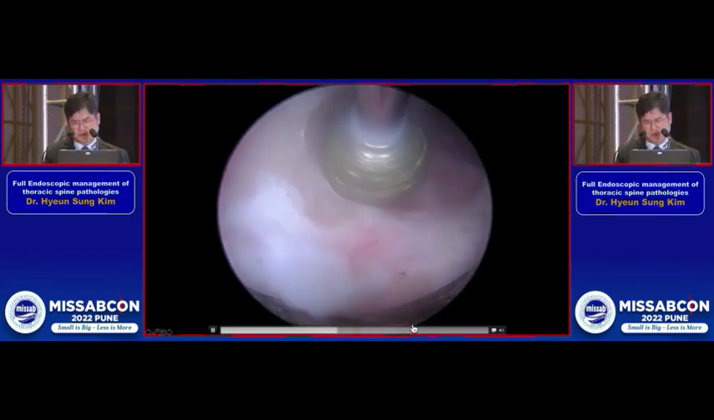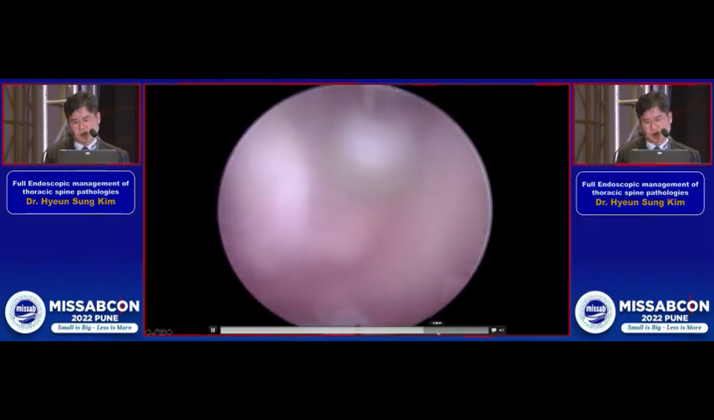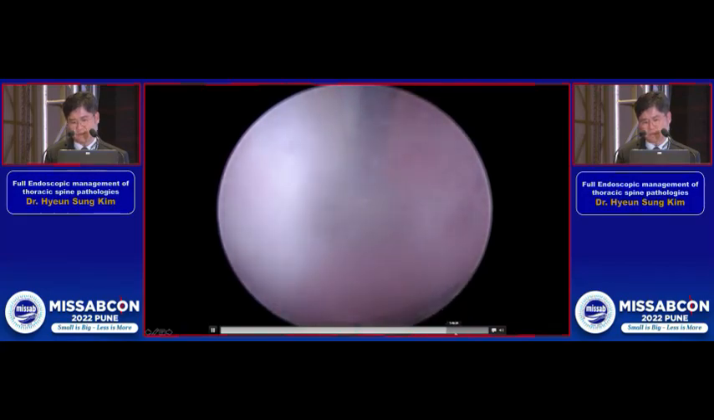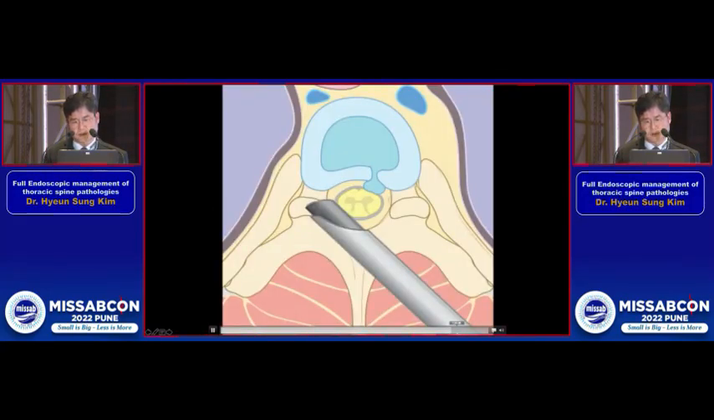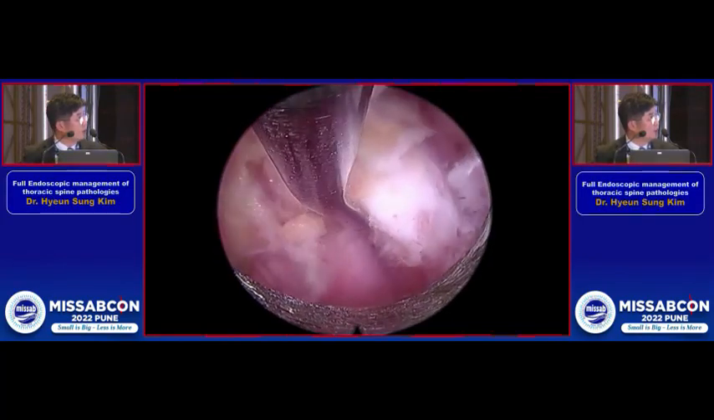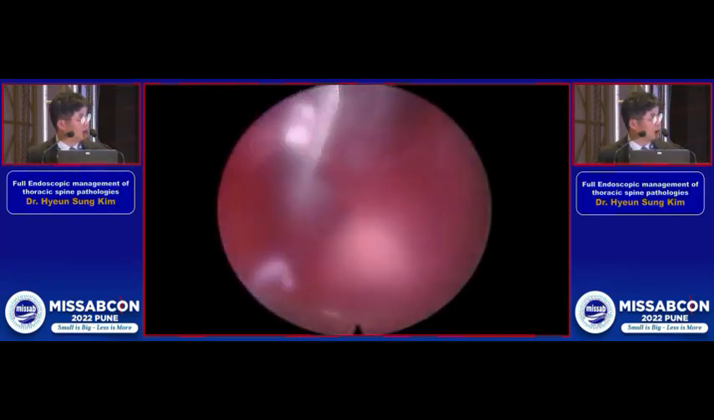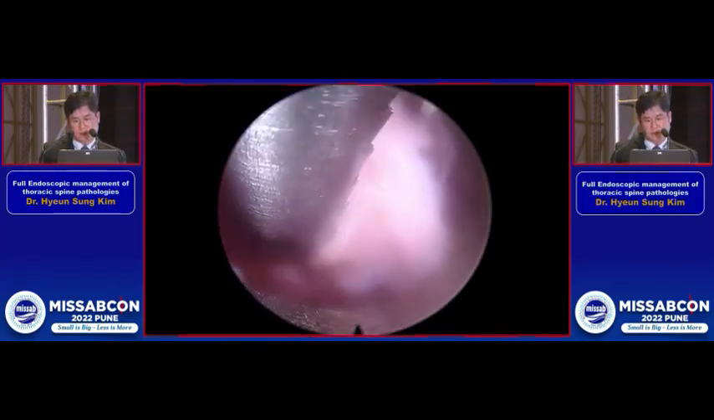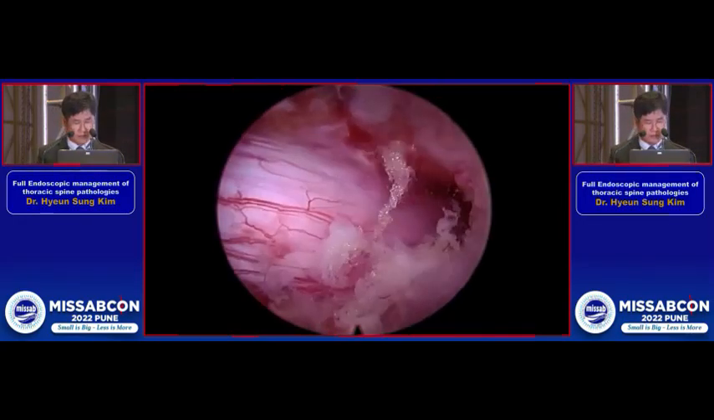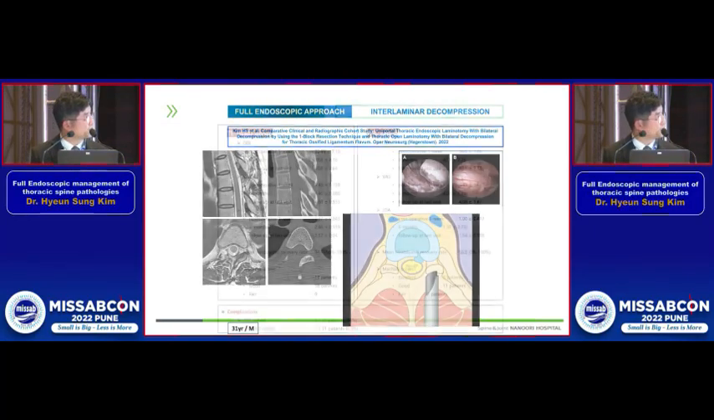And then after then finally we can see here this is the contralateral portion. And finally take off the calcified ligament problem from the dura safely. Then finally we can see the complete decompression of the ossified ligament problem here. And the postoperative image and 1-year follow-up.